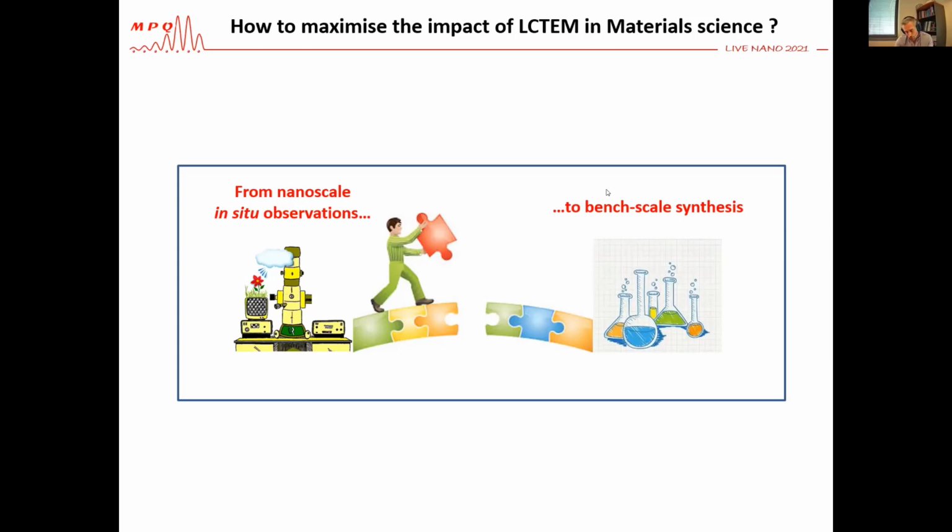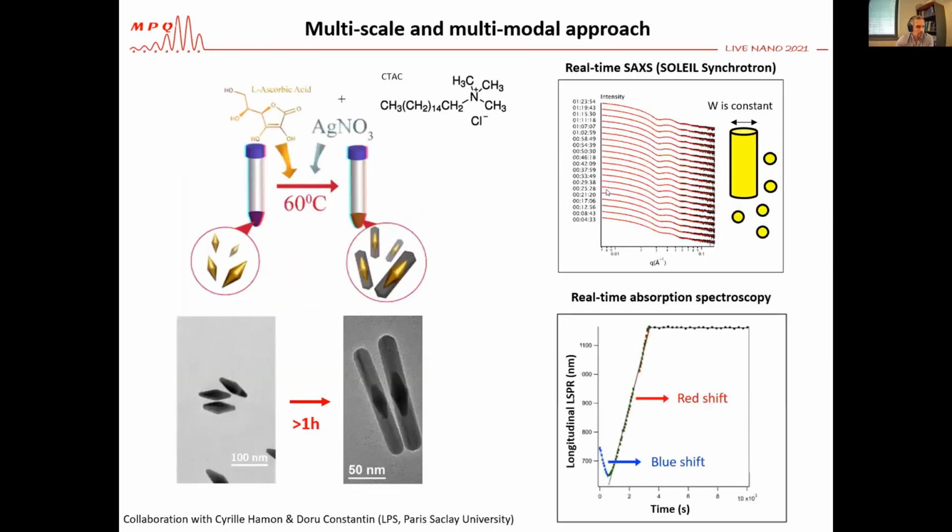So to work on this problem, I collaborate with Cyril Hamon and Doru Constantin from the LPS at the University Paris-Saclay. And we work on a very, very simple synthesis process in which you start from gold seeds, which are bipyramidal nanoparticles, and you add, only at 60 degrees, a silver precursor, ascorbic acid, which is a reducing agent, and the functionalization, which is the CTAC. And working with this, if you wait for 1 hour, you see that you transform your bipyramidal seed into very nice and long nanorods.